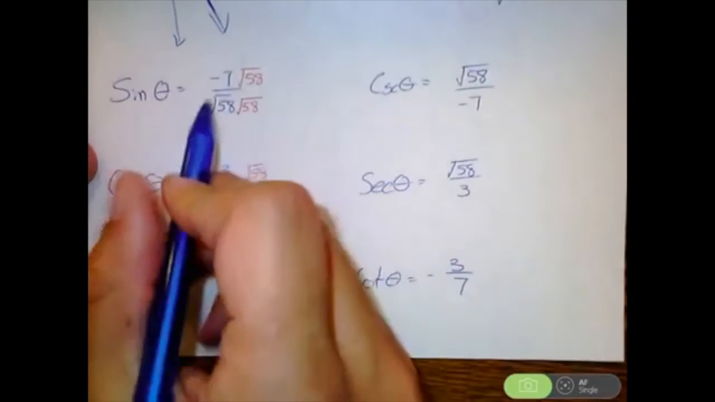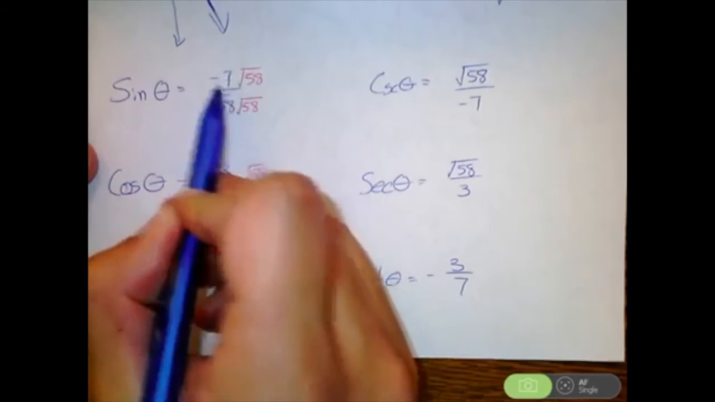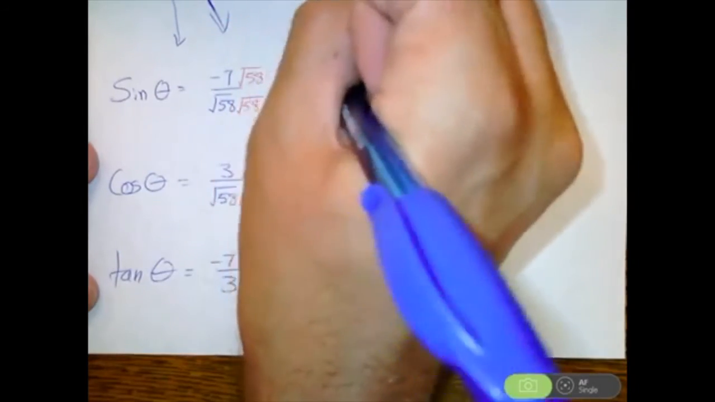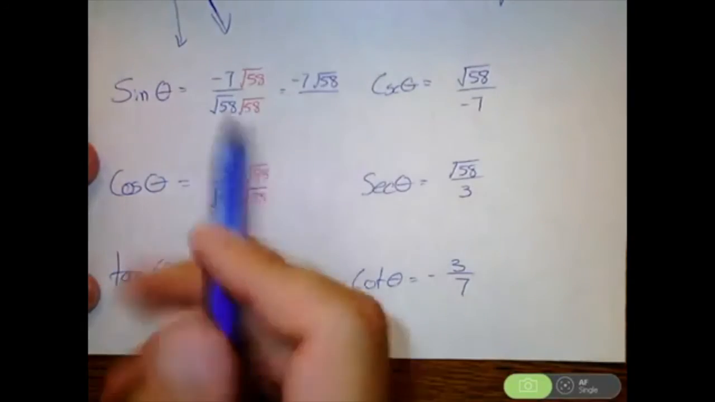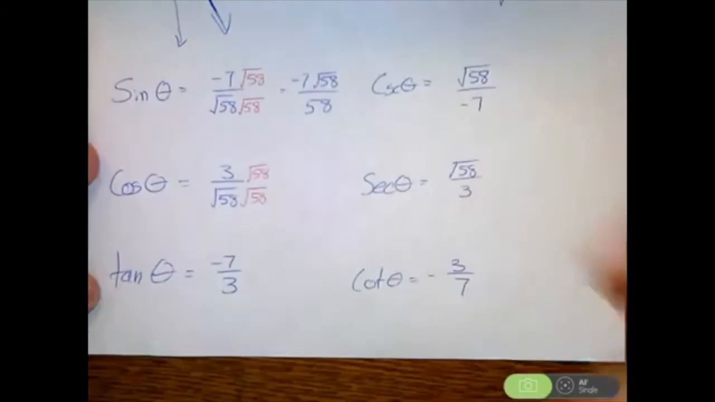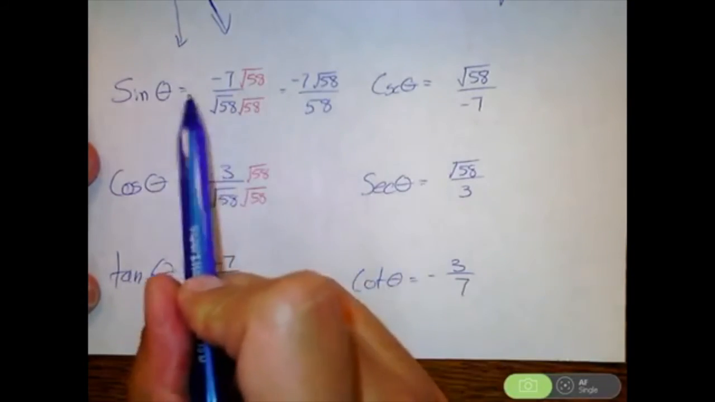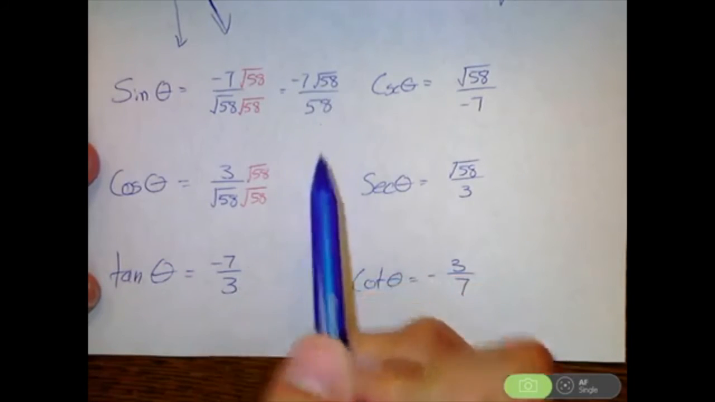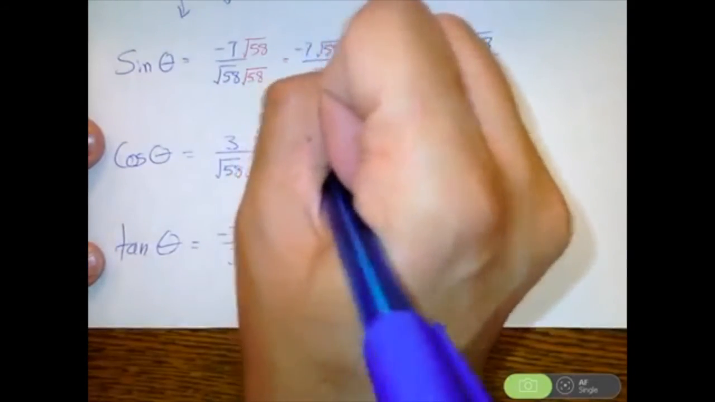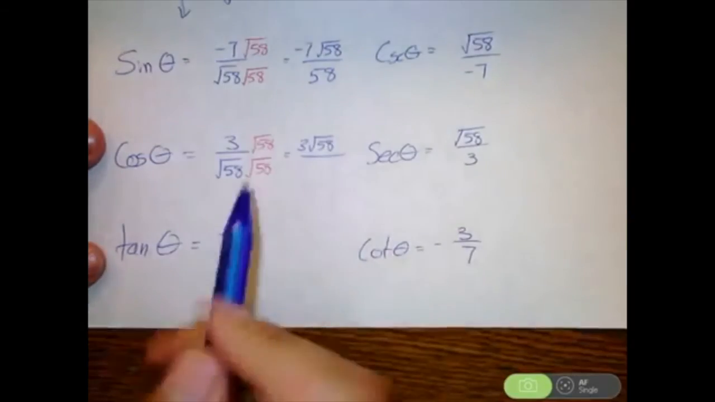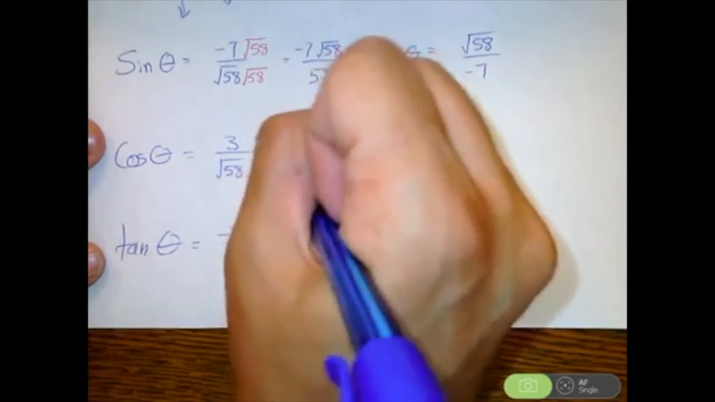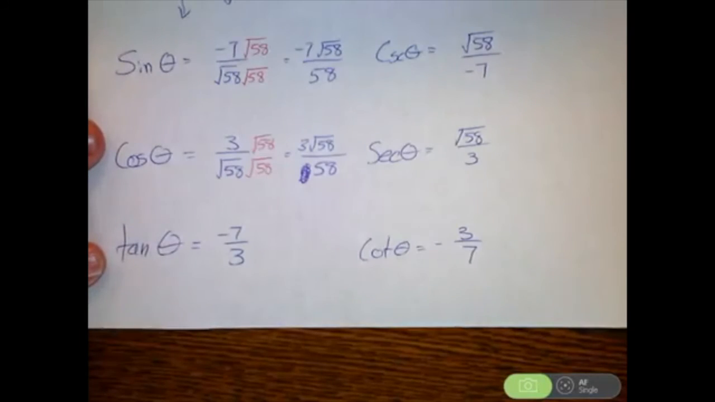When we do that, up top we have a number outside of a square root, so we're going to have negative 7 square root of 58. And on bottom, we take square root of 58 times square root of 58. That simplifies to just 58. So sine of theta would be negative 7 square root of 58 divided by 58. This bottom one here, I have 3 times the square root of 58, and in the denominator, square root of 58 times square root of 58 is 58.